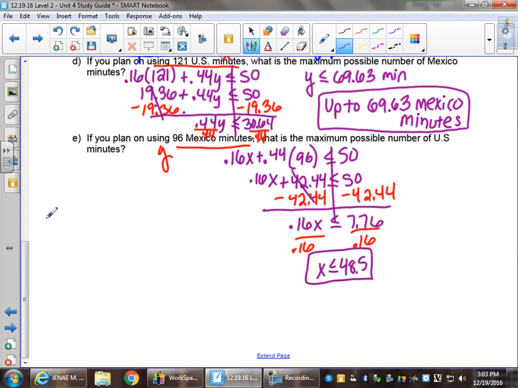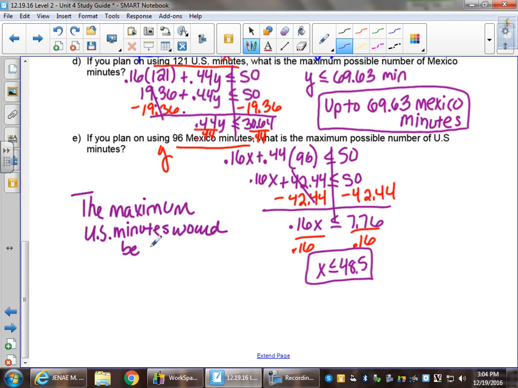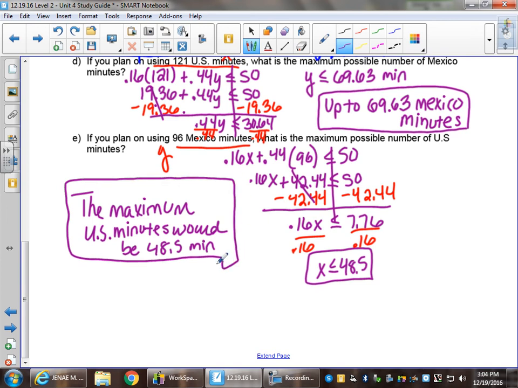The meaning, you knew how many Mexico minutes, you didn't know the possible US minutes. The maximum US minutes would be 48.5 minutes. And you're all set.